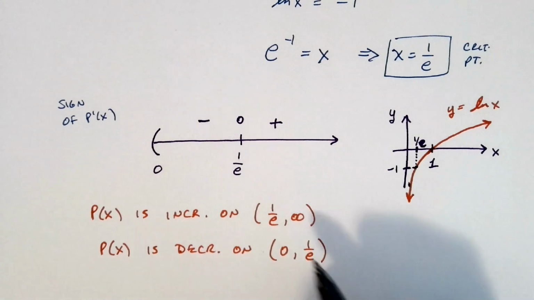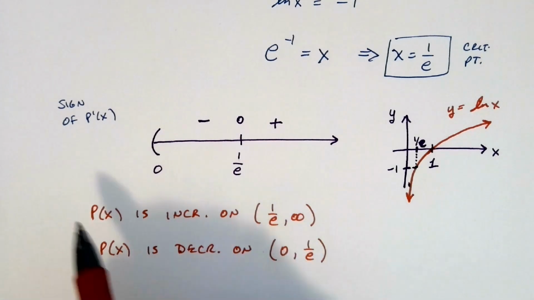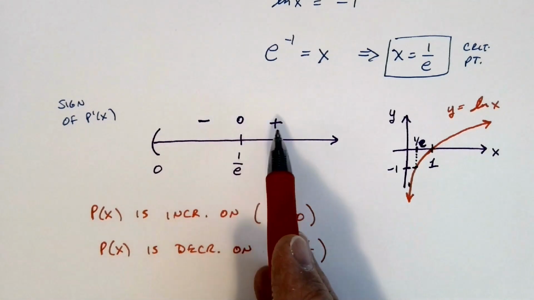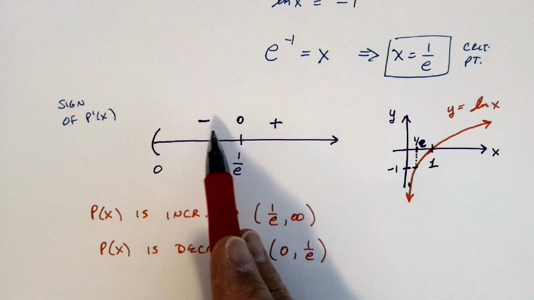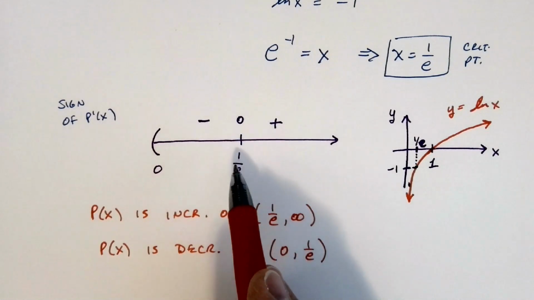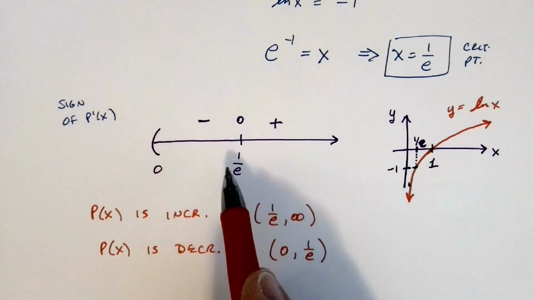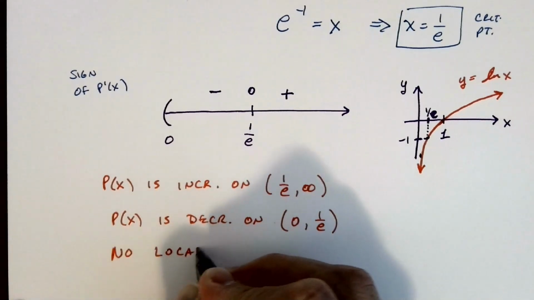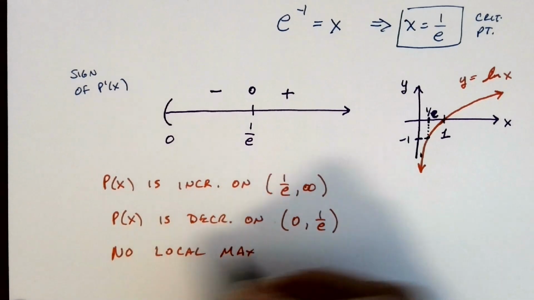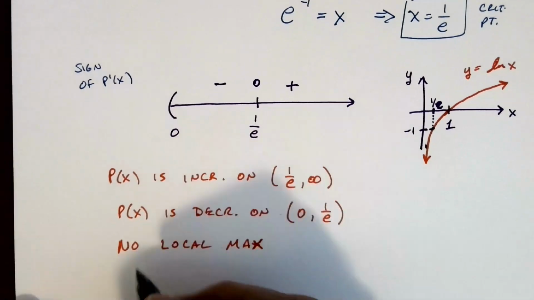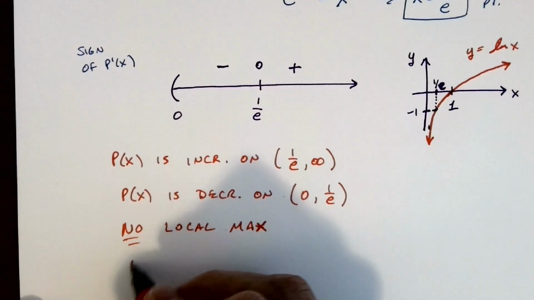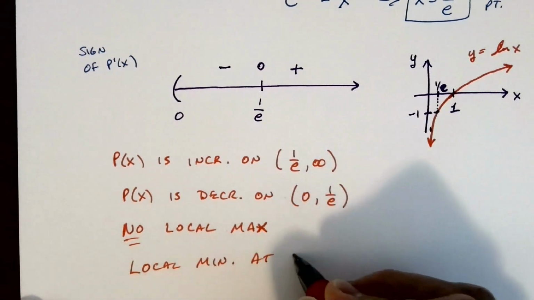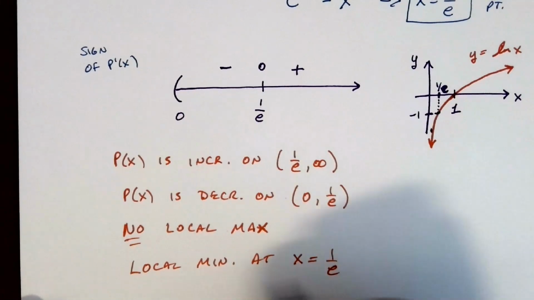Do we have a local maximum? Remember, local maximum means the sign of the derivative changes from positive to negative. Do we ever change from positive to negative anywhere? No. We only change from negative to positive. So we have what? A local minimum at x equal 1 over e. There is no local max. I'll just say max for short here instead of maximum. We have a local minimum at x equal 1 over e.